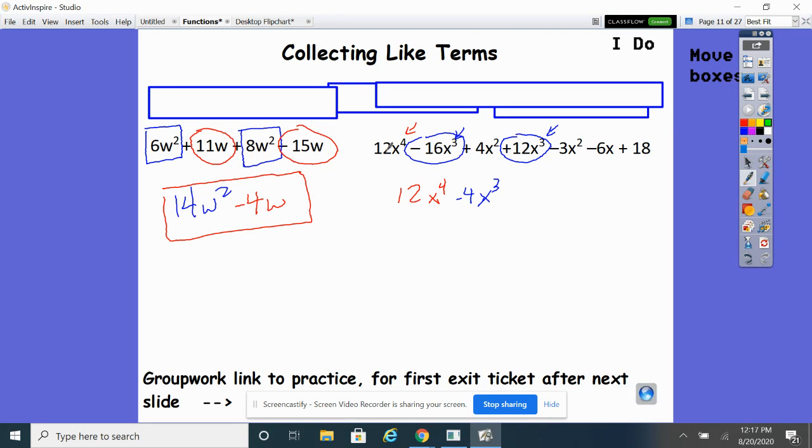Let's grab a new color. Let's do green. So this guy's gone. I've done him, done him, done him. So now we've got positive 4x squared. The exponent's a little 2. Anybody else got a little 2? How about this one right here?